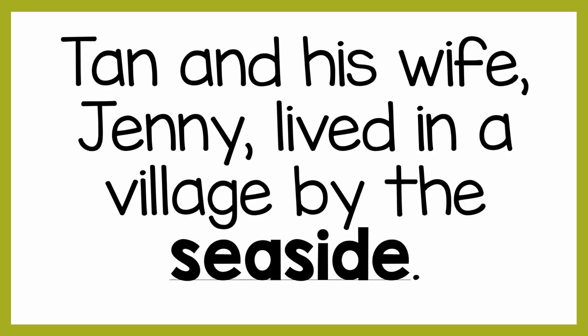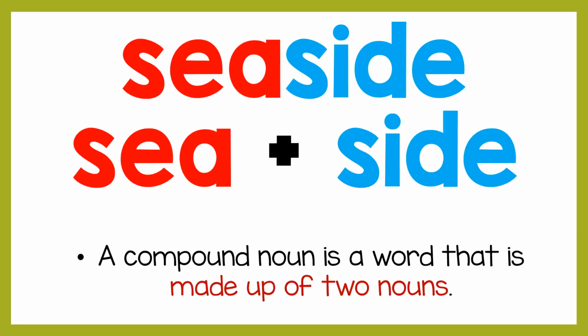Remember this sentence from the story we did last lesson about Tan and his wife Jenny and a magic octopus. Tan and his wife Jenny lived in a village by the seaside. In this sentence, seaside is a compound word. To make it clearer, let's continue with the video.